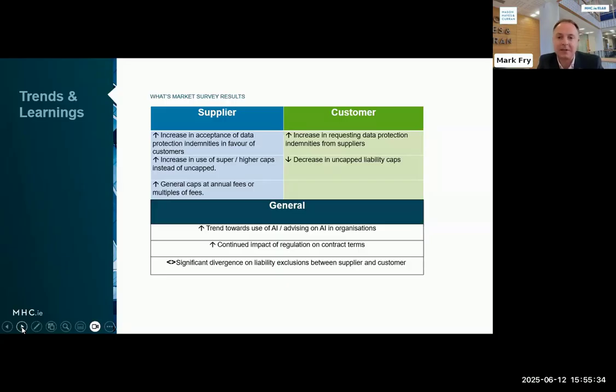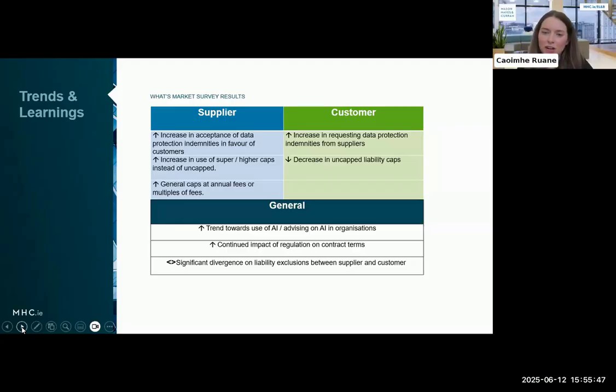Sure. On the indemnities, I think we spoke about this earlier. Caoimhe, you're going to talk about the alignment with indemnities. We don't see a clear discrepancy between what customers and suppliers are seeking, with the exception of DP indemnities. I was going to speak to the significant divergence on liability exclusions between suppliers and customers. As we spoke about earlier, Mark, this is particularly the case for loss of profits, loss of revenue, and loss of anticipated savings. Suppliers obviously want to carve out such losses from their liability clauses, and customers would be very hesitant to accept the exclusions of these types of losses.